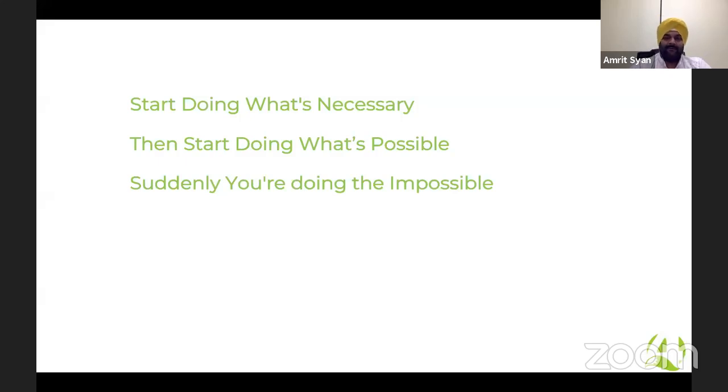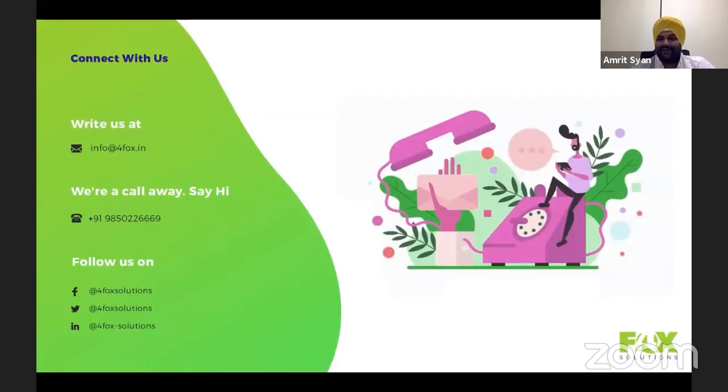And minimum working criteria is 40 lakh rupees, which we have to earn monthly. Otherwise, we won't be able to give salaries and keep the company rolling. So start doing what's necessary, start doing what's possible, and then suddenly you never know you're doing the impossible. So that's where the hurdle of the IT industry is, and that's where you can contact me or get in touch with Sunny sir.